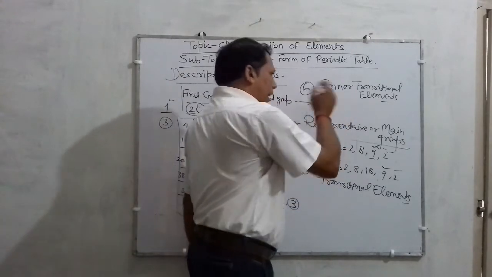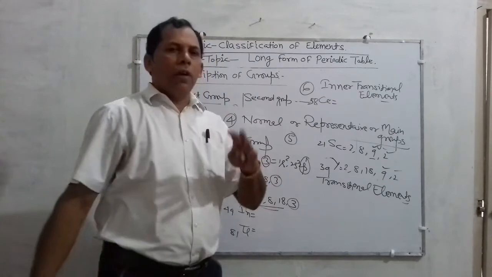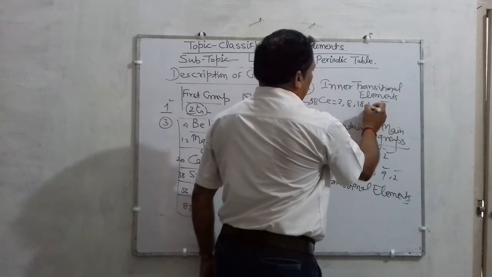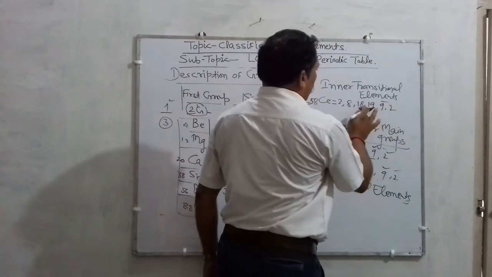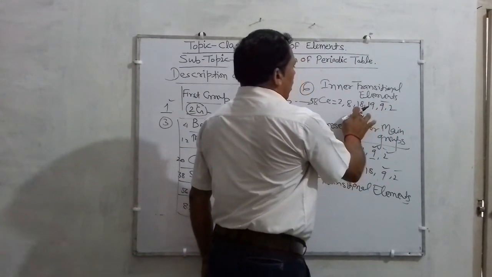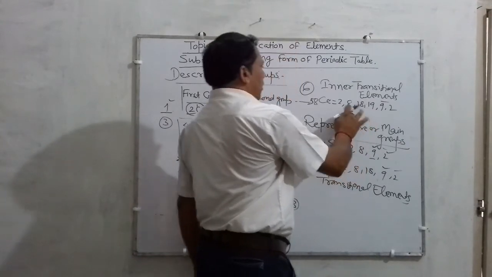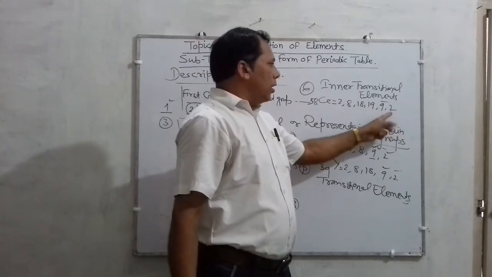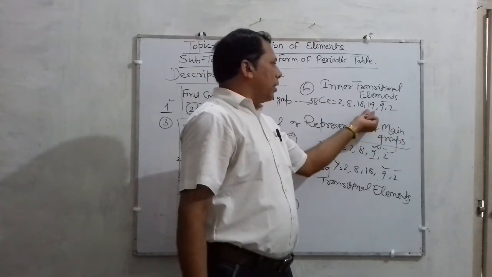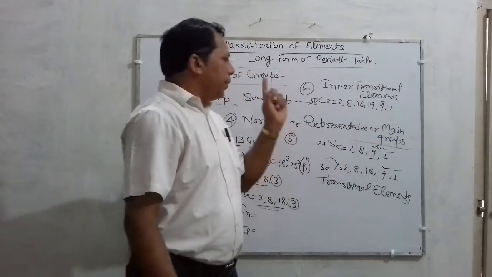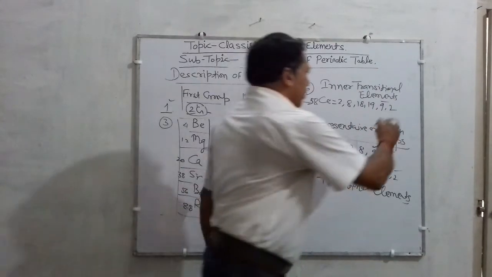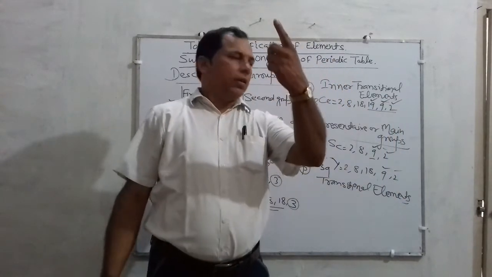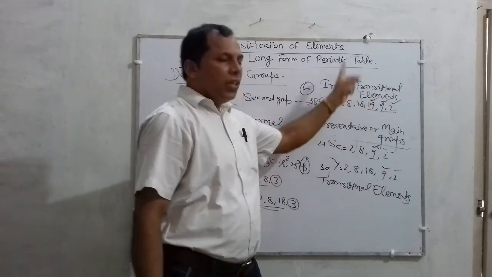If you write its electronic configuration, it will come as 2, 8, 18, 19, 9, 2. Count it: 18 and 10, 28, 28 to 30, 30, 19, 49, 49 plus 9, 58. Am I right, children? So see here, these three subcells are incomplete. That's why they are called inner transitional.